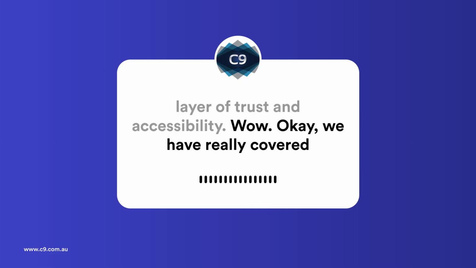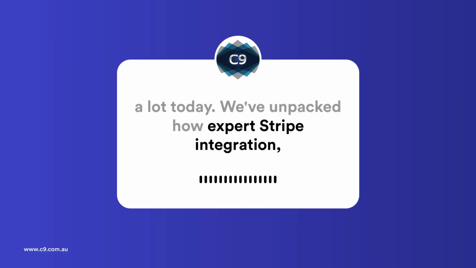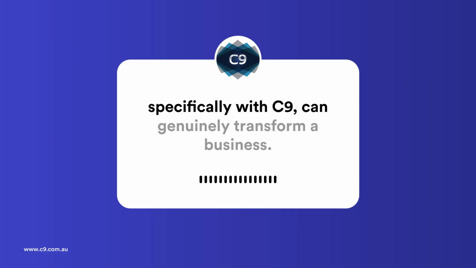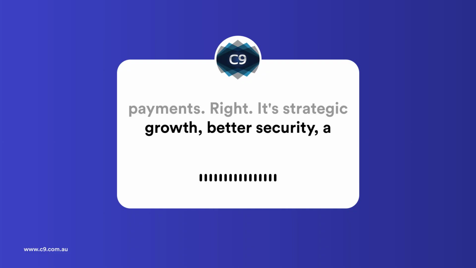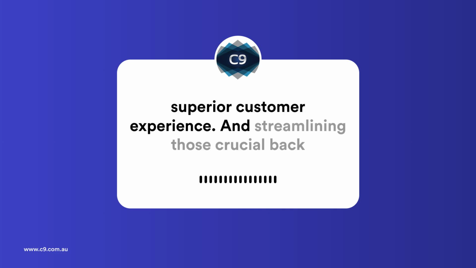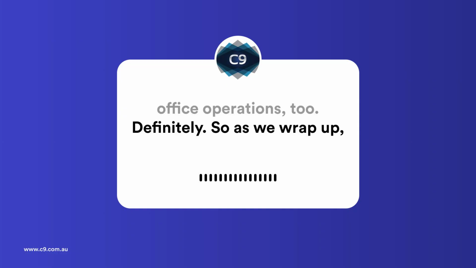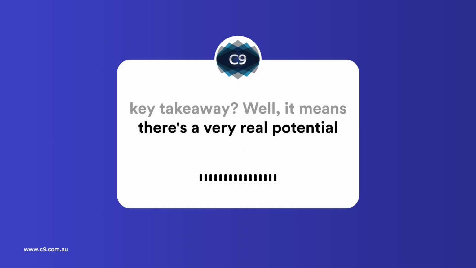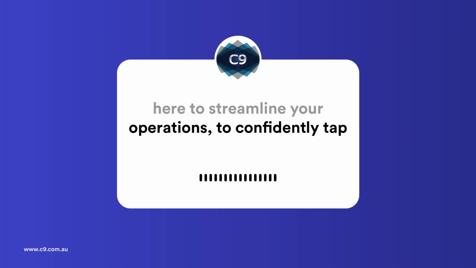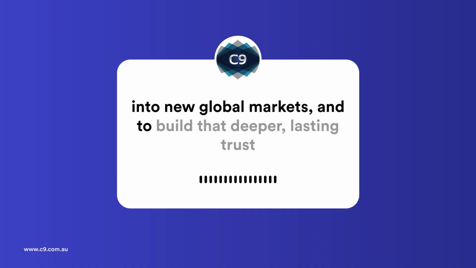Wow. Okay, we have really covered a lot today. We've unpacked how expert Stripe integration, specifically with C9, can genuinely transform a business. Yeah, it's clear it's about so much more than just taking payments. Right. It's strategic growth, better security, a superior customer experience, and streamlining those crucial back-office operations, too. Definitely. So as we wrap up, what does all this really mean for you, our listener? What's the key takeaway? Well, it means there's a very real potential here to streamline your operations, to confidently tap into new global markets, and to build that deeper, lasting trust with your customers.